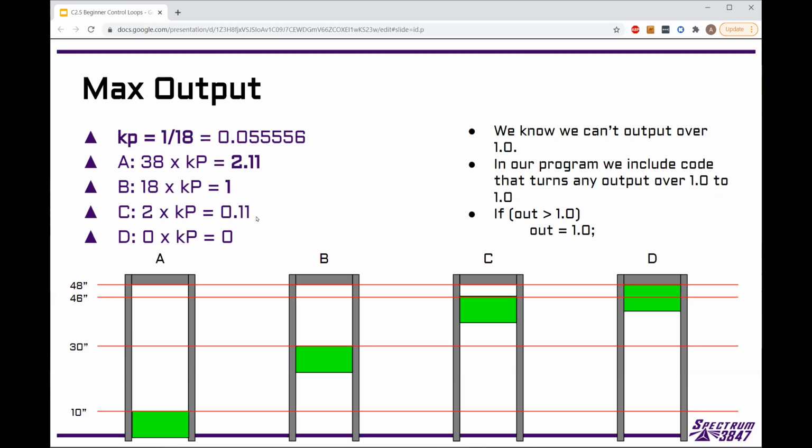Oh, did I not change something? Someone is commenting that I did math wrong, which is very possible.